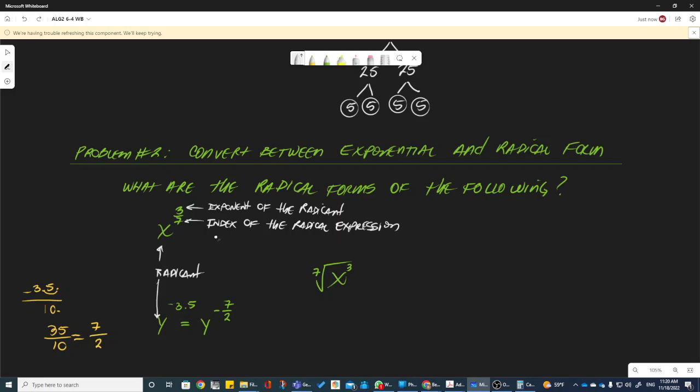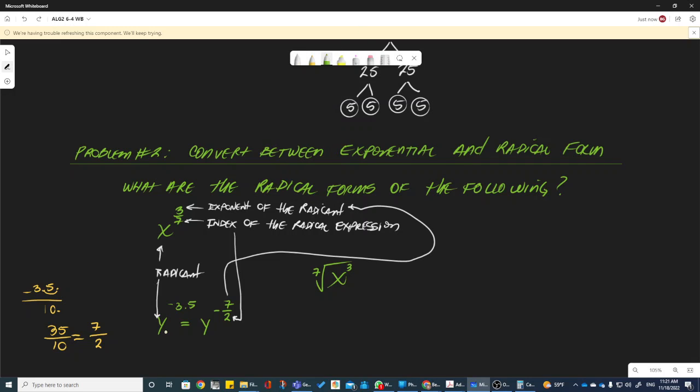And then this is the index, okay? And the exponent of the radicand, all right? Goes there. It's the same story.